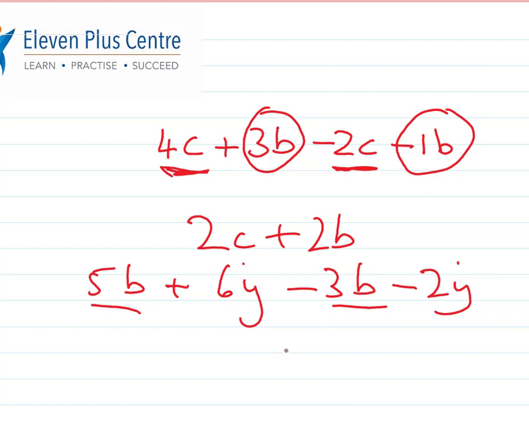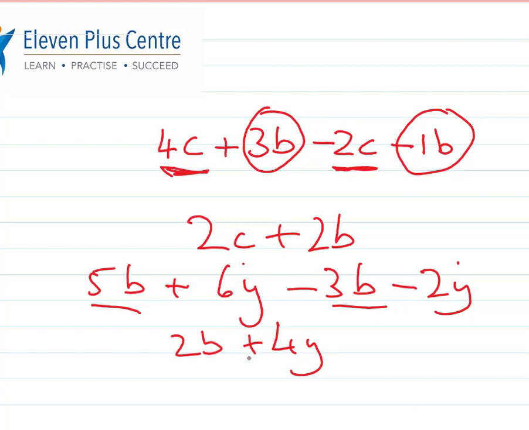3b and they add it and they think it should be 8b when it's not, because this is a minus 3. So 5b minus 3b makes 2b, and plus 6y minus 2y makes 4y, because 6 minus 2 makes 4, positive 4.